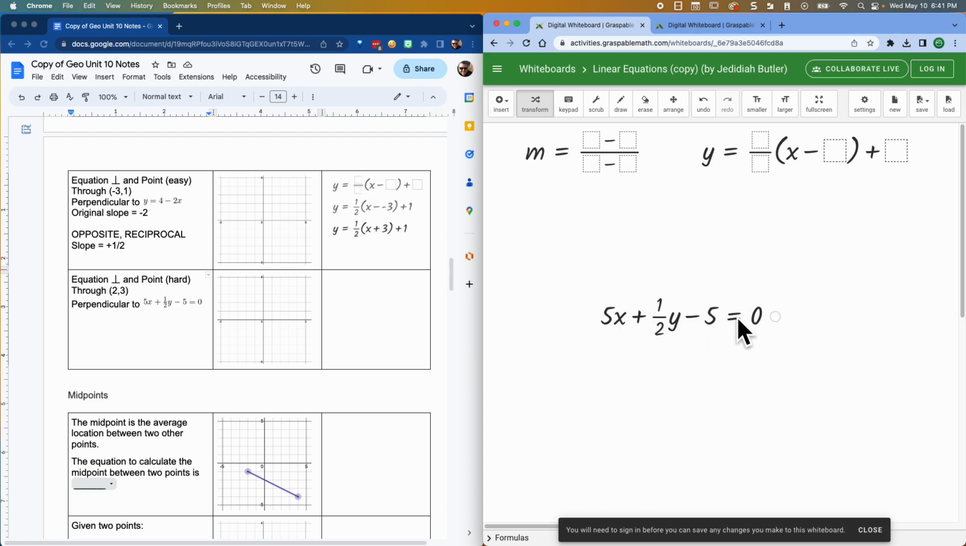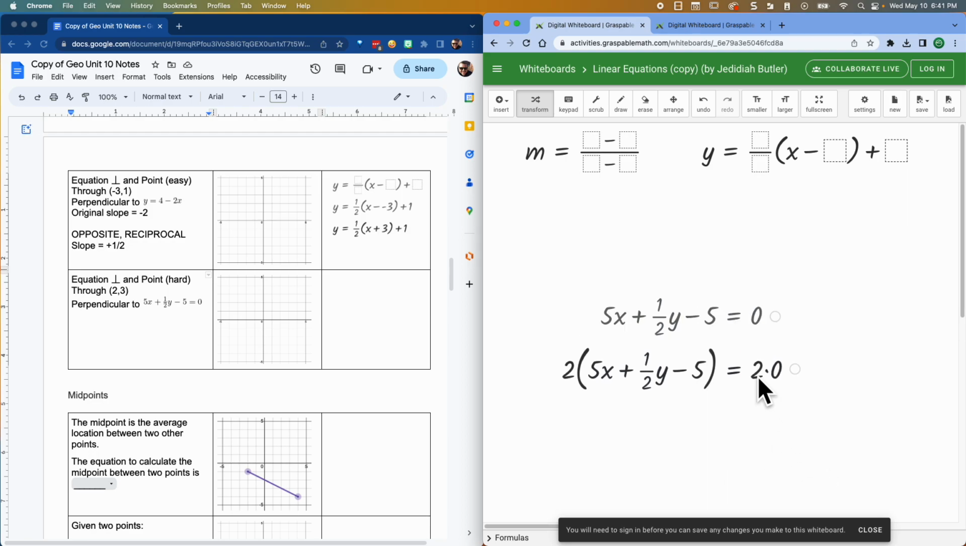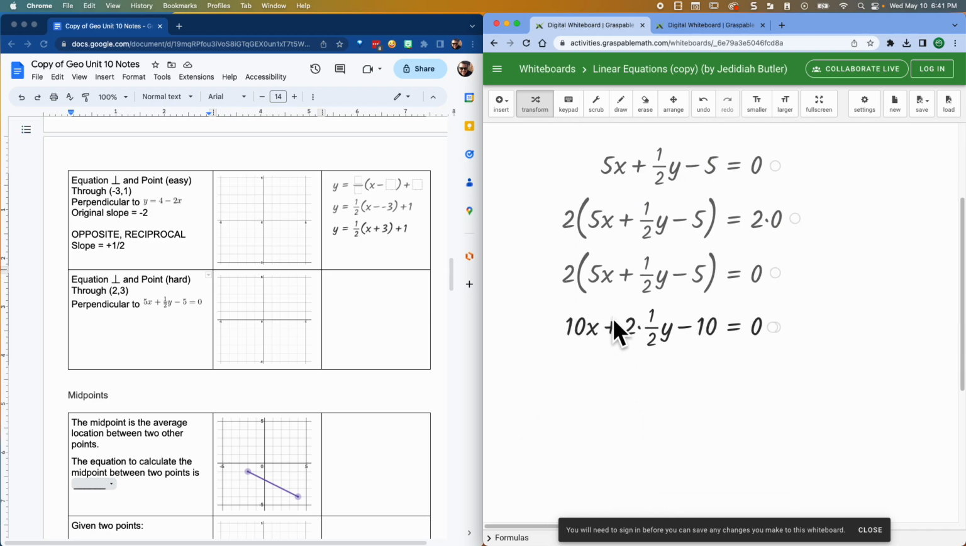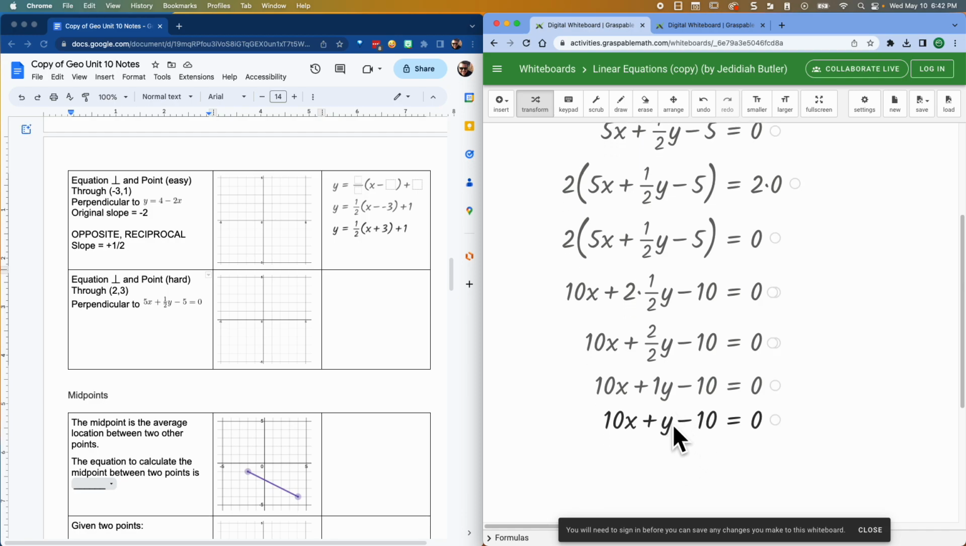So what I think I'm going to do first is just try to get rid of the fraction. I'm going to multiply everything times 2. Let's see what that does. Well, on the right side, it's just 0 still. But now this 2, when it gets multiplied in, becomes 10x, 2 times a half, and minus 10. But that turns this into just a 1y. There's a lot to simplify there to get it to be just y. Why is that helpful? Because now I can try to move the other things to the other side.